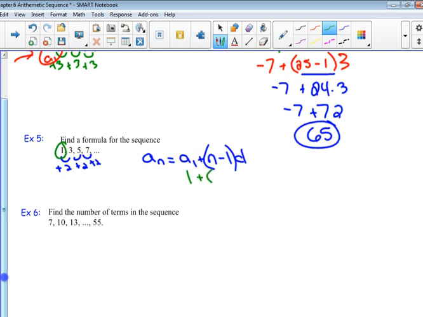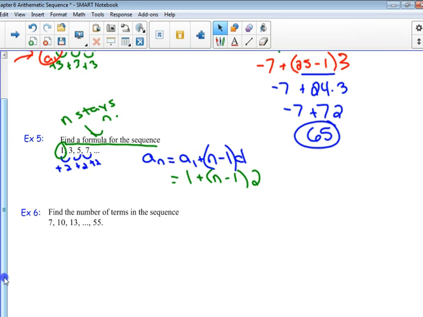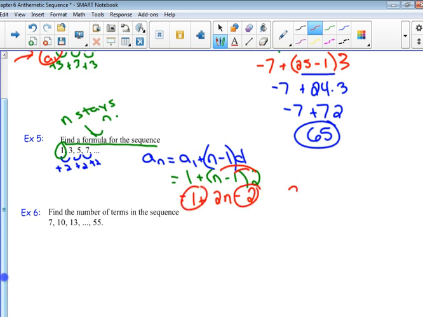Well, do we know what term we want, or are we finding a formula? When you are looking for a formula, n stays n. So we're going to keep n and n. What do you think for the d? Good, 2. Nice job. All right, to simplify this, we're going to distribute through. We should have 1 plus 2n minus 2. And then we want to combine like terms. So it should be 2n minus 1. Good job. So this would be our formula.